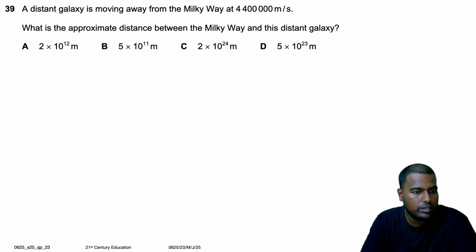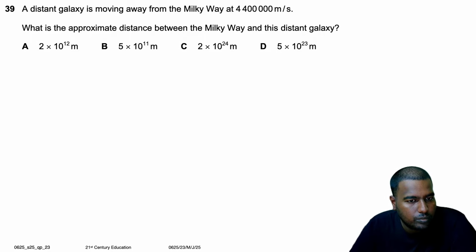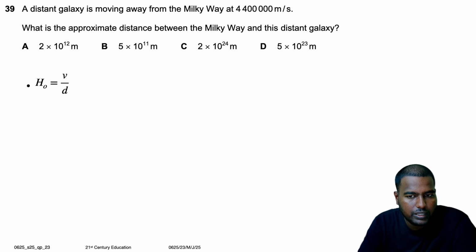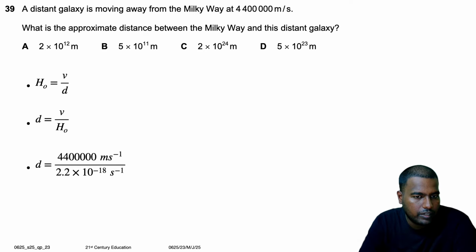A distant galaxy is moving away from the Milky Way at 4,400,000 meters per second. What is the approximate distance between the Milky Way and this distant galaxy? We have to use Hubble's law. We know that H naught is v by d. We rewrite this equation for d as v by H naught. The speed is given in meters per second only, so no need to convert. H naught is 2.2 times 10 power minus 18 per second. So if we do the calculation, it is 2 times 10 power 24 meters.